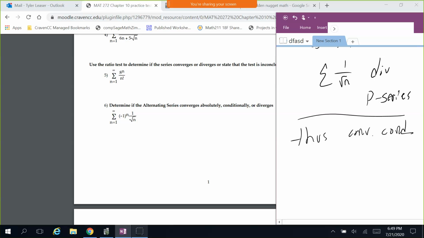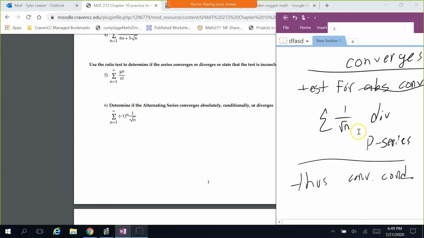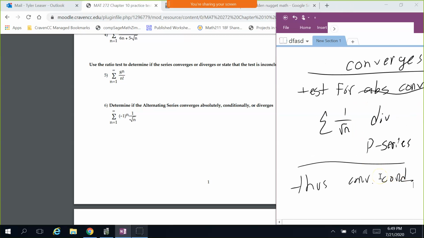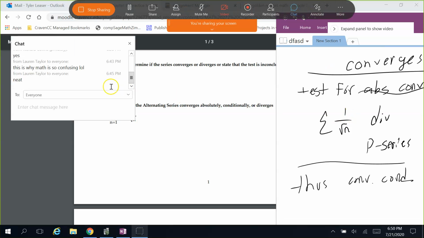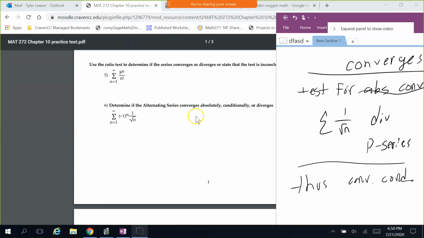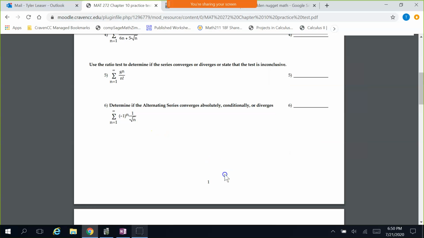Okay, is that one all right? Does everybody understand the difference between absolute convergence and conditional convergence? Everybody okay with the alternating series test? Any questions about any of that? Okay, cool. See what else we got.